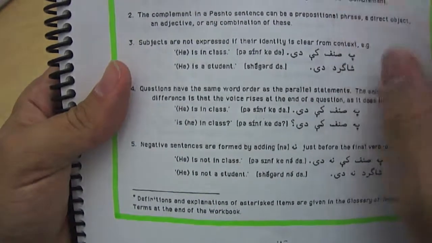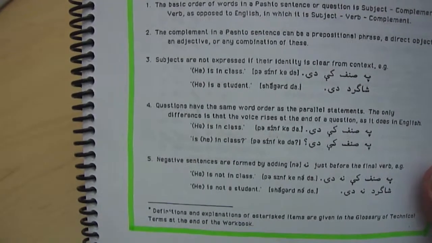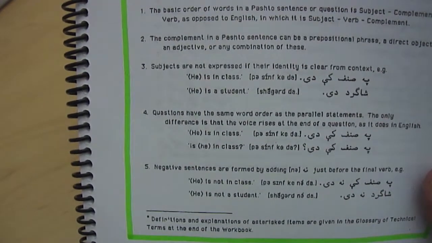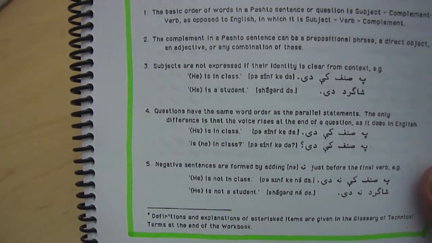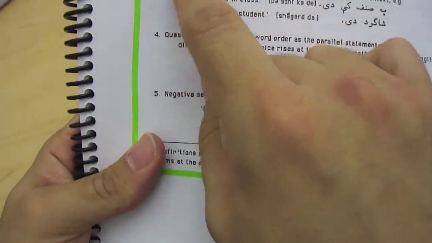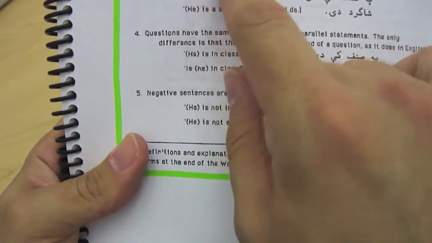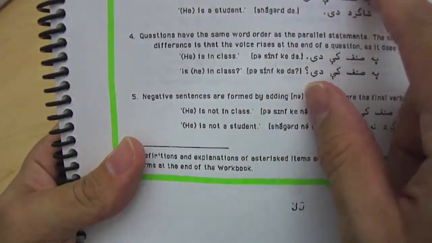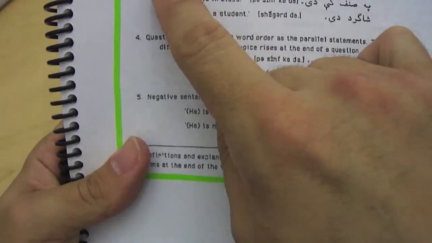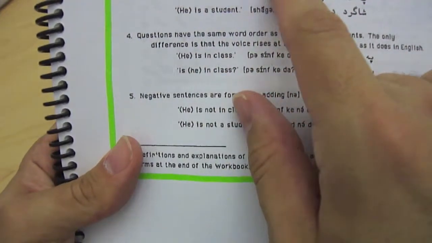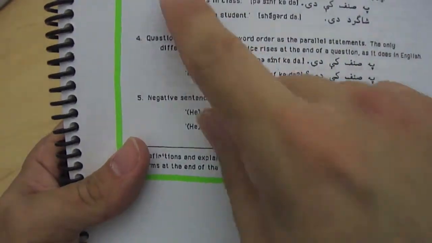So this one I can already connect to Persian and say, hey, okay, in my mind when I think in Pashto, I need to use the Persian structure. The complement in a Pashto sentence can be a prepositional phrase, a direct object, an adjective, or any combination of these. Again, same thing as Persian.